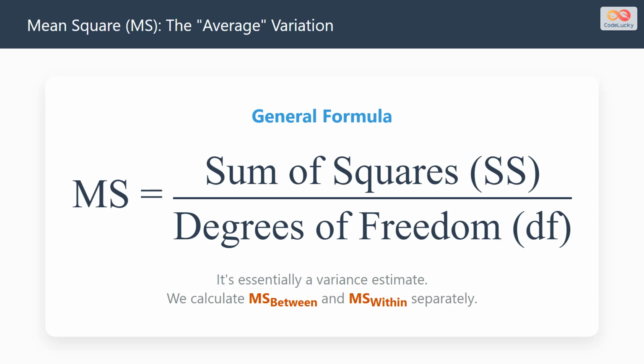The sum of squares can be a huge number, so we need to average it out. This gives us the mean square, or MS. This is essentially a variance estimate. To get it, we simply divide the sum of squares by its corresponding degrees of freedom. We calculate this separately for the between group and the within group row.